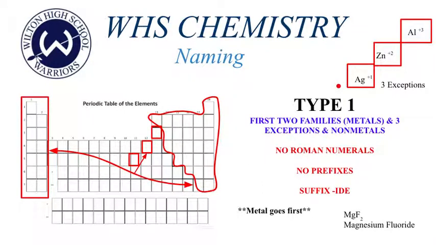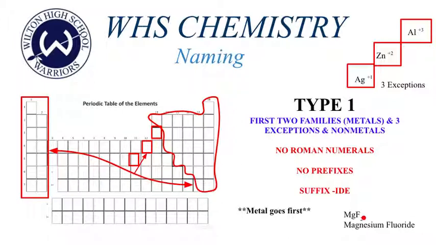The exceptions are metals too. So whenever we have a metal and a nonmetal bonding that are from any of these groups, we name them with these rules here in red. We do not use Roman numerals, we do not use prefixes, and we have the suffix "ide", and the metal always goes first.